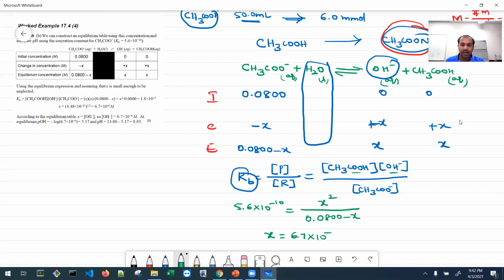After you solve the whole problem, you are going to get the X value as 6.7 times 10 to the negative 6 molar. So X is nothing but your OH minus and CH3COOH. This X is your OH minus ion concentration, 6.7 times 10 to the negative 6.